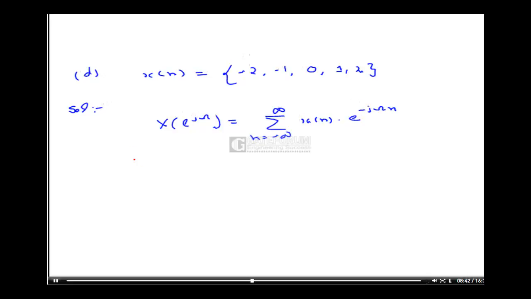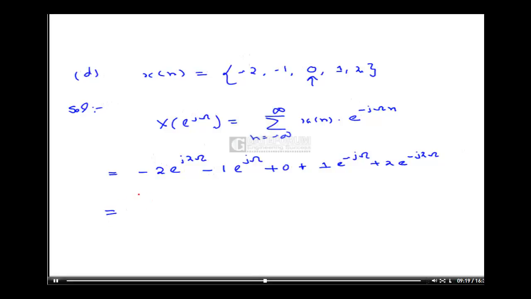Minus j omega n. We can write this as minus 2 e to the power j2 omega. This is my center point. Okay. At 0 I have the center point. Minus 1 e to the power j omega plus 0 plus 1 e to the power minus j omega plus 2 e to the power minus j2 omega.